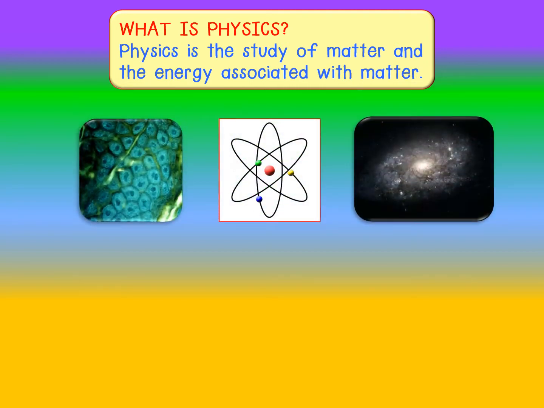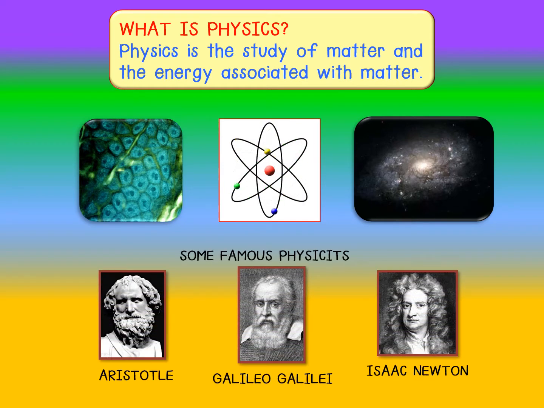From the smallest living cell to the largest galaxy, there is some form of energy that is involved in the existence of the matter. A scientist who studies physics is called a physicist. Some very famous scientists who studied physics are Aristotle, Galileo Galilei and Isaac Newton.